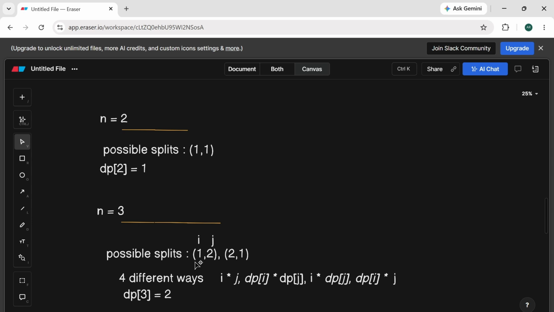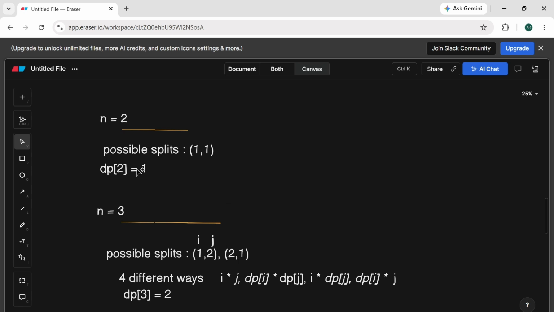1 means only 1. There is only one part. But we also know the answer for 2, because we already know that the answer for 2 is 1. Means if the length of a rope is 2, then your answer is 1. So you can use these answers to compute the answer for n equal to 3. So that's what I have done here.